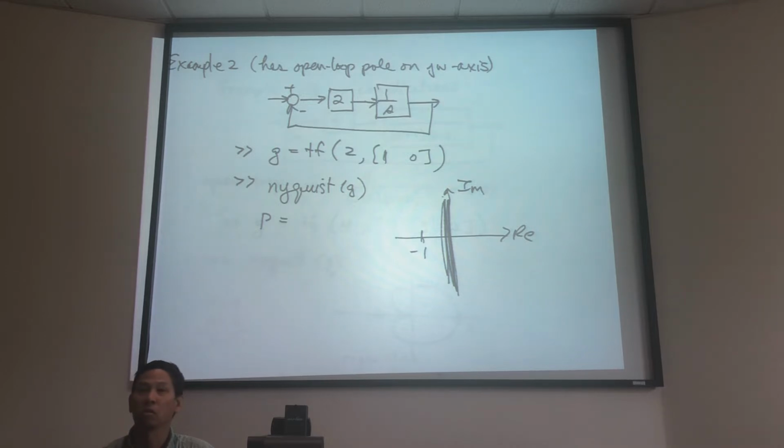Reality is it's ambiguous. Is it in the right half plane? The definition says P is the number of poles in the right half plane.